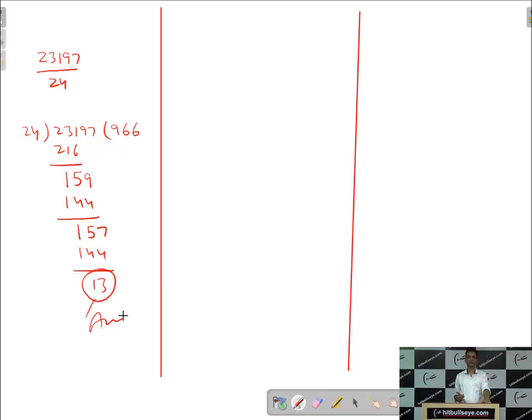We have done it by a very basic method which we have learnt in schools. Now in the Chinese remainder theorem, students, what do we have to take care of? We are dividing 23197 by 24. We have to take care of the number with which we are dividing. Break that number into two parts, which should be co-prime. Like, first of all, you should know what is the meaning of a co-prime number, students.